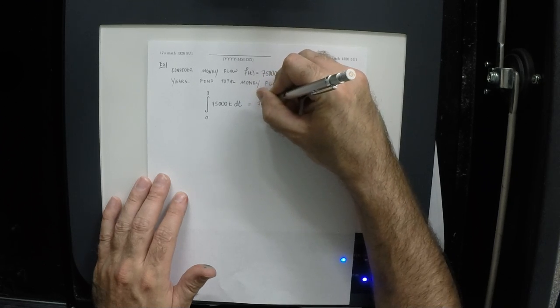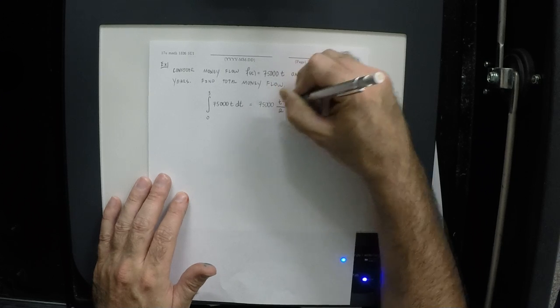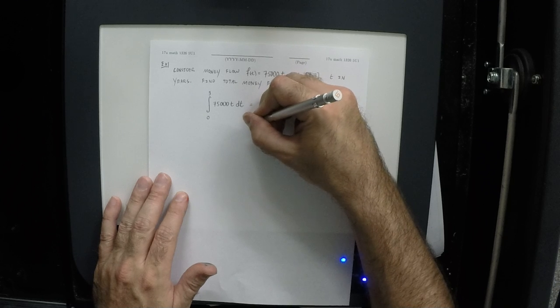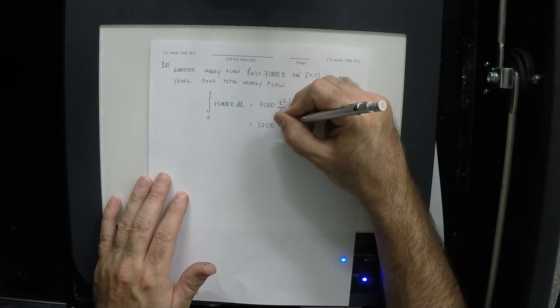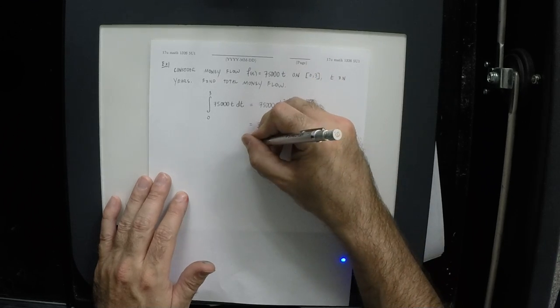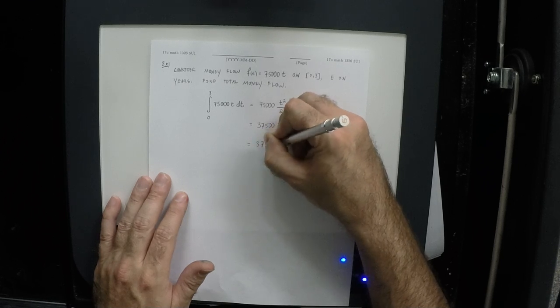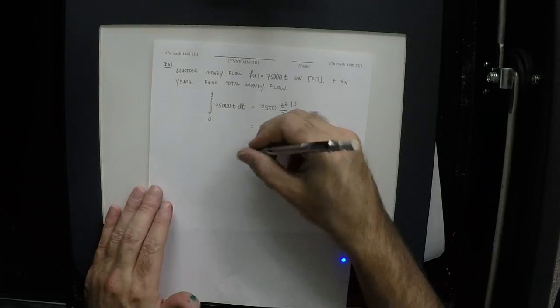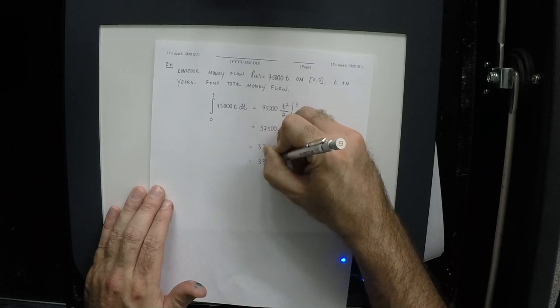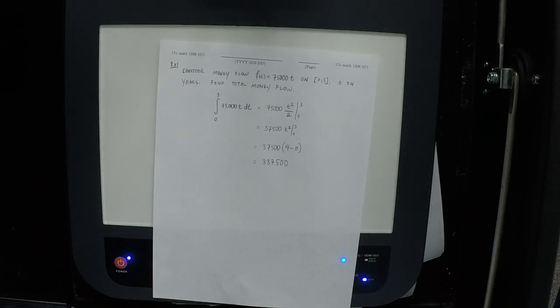So that'd be 75,000 t squared over 2 from 0 to 3. So 75,000 over 2 is 37,500 t squared from 0 to 3. So that'd be 37,500 times 9 minus 0. So that's 337,500. So $337,500. Okay? That's the total amount of money that we would make, supposing that our money flow was given by 75,000 t on the interval 0 to 3.